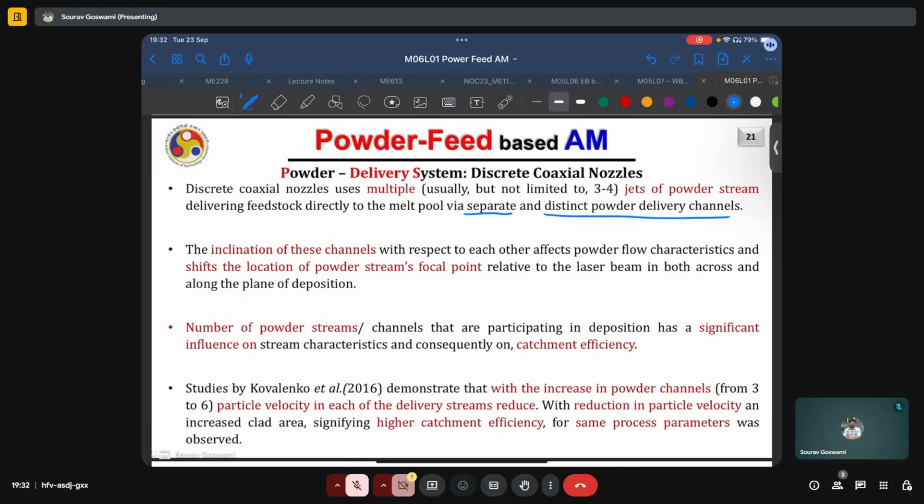The number of powder streams or channels that are participating has a significant influence on the stream characteristics and the catchment efficiency. It has been shown by studies that with an increase in powder channels, the particle velocity in each of the delivery streams will reduce. This reduction in particle velocity produces an increased clad area and a higher catchment efficiency for the same process parameters.